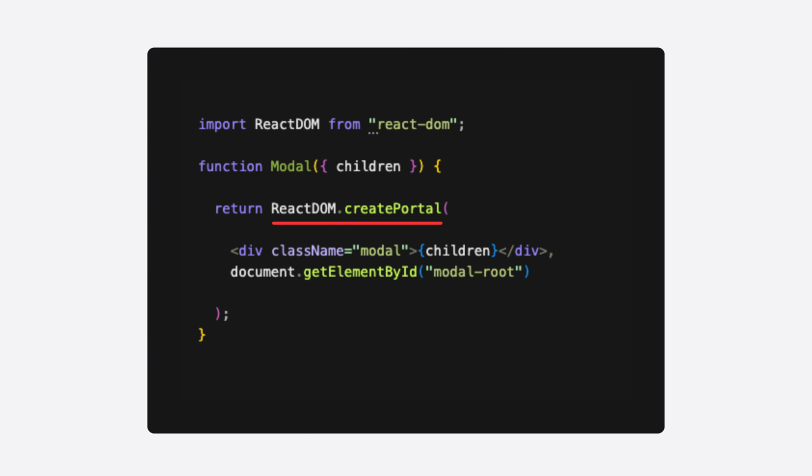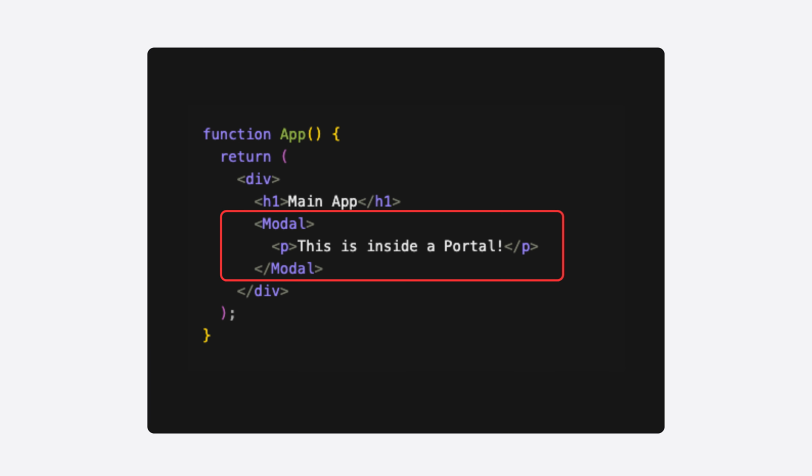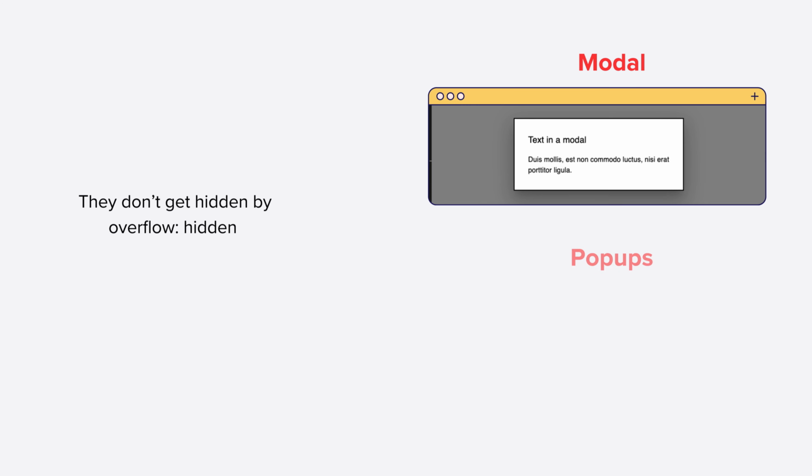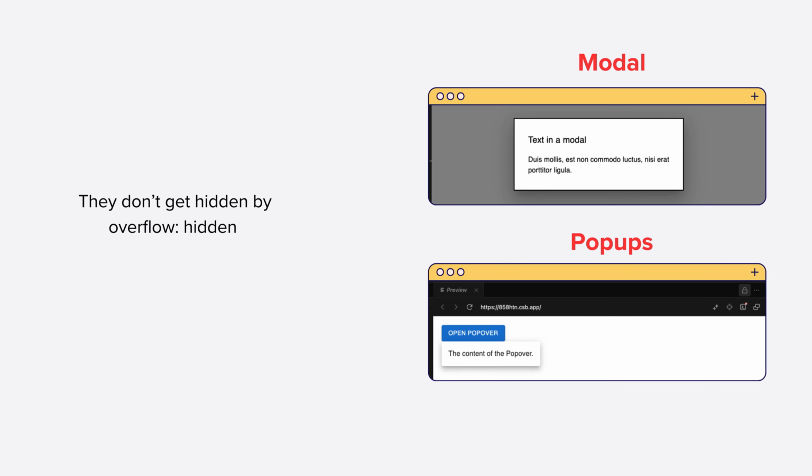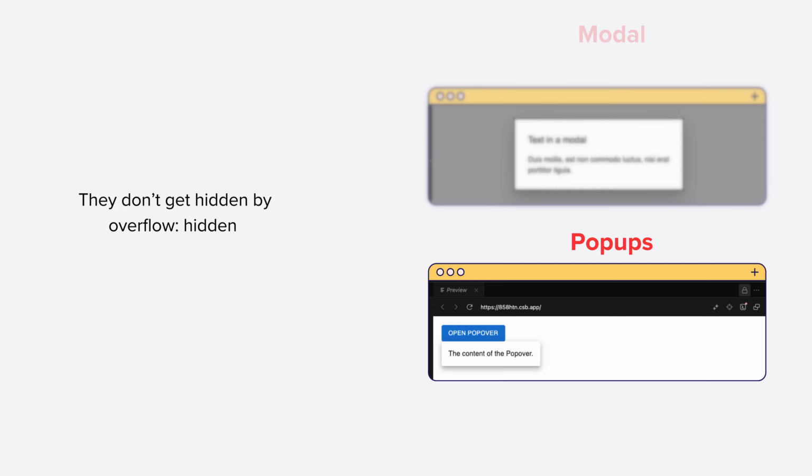Oh, ReactDOM.createPortal moves the div with class equal modal inside the modal root instead of where the modal component is placed? Right. Now, when we use Modal, it will be rendered outside its parent, but still work like part of the React app. So the modal looks like it's inside App, but it's actually in a different part of the page? Yes, this is super useful for things like modals and pop-ups, so they don't get hidden by overflow hidden.